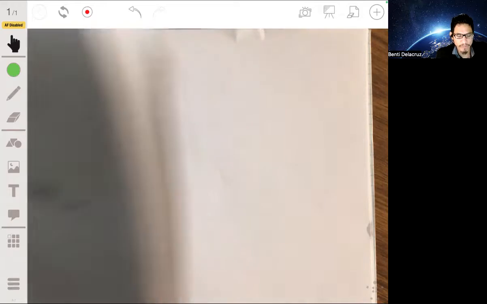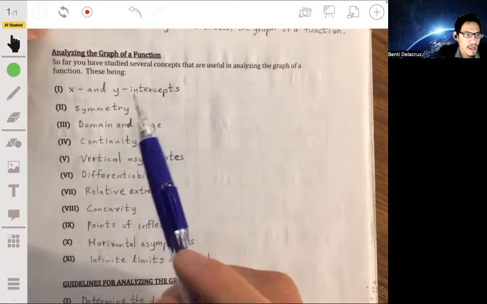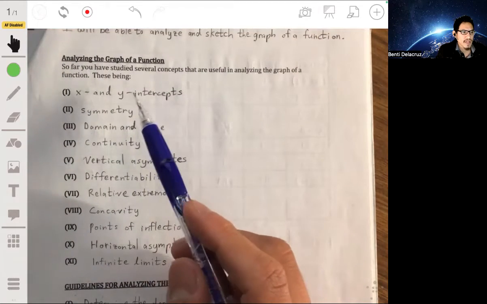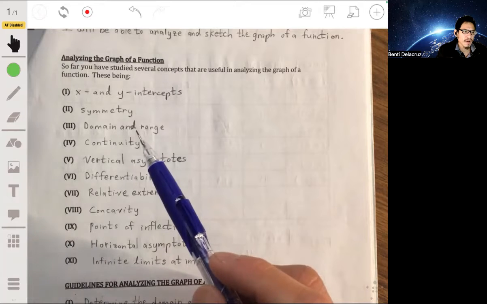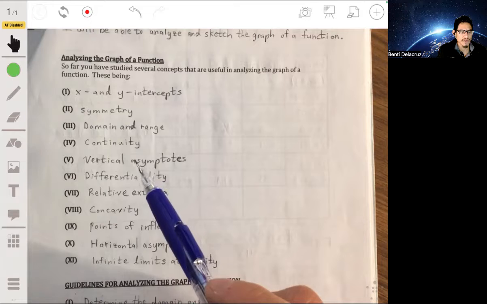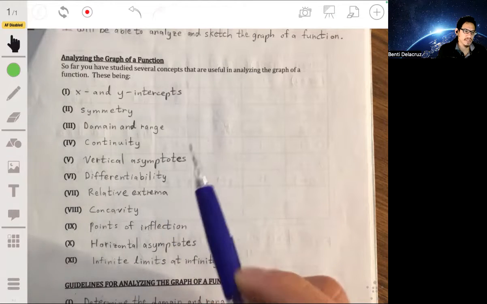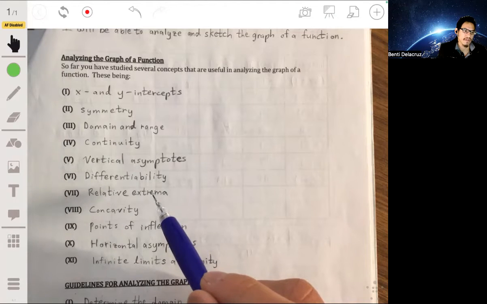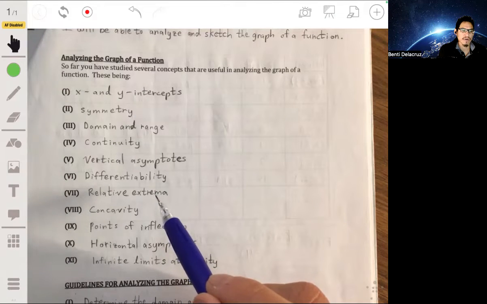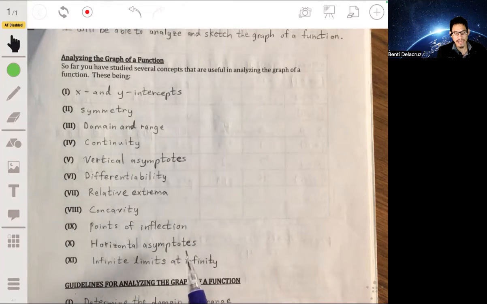Now, some general factors to keep in mind when you're sketching a graph of a function. We want to know where the x and y intercepts are. We want to see if there's any symmetry, identify the domain and range, understand its continuity or where it's discontinuous, and look for any vertical asymptotes. Of course in calculus we're going to look at differentiability, where it's differentiable, and for that we're going to find where there could be maxima or minima, relative extrema, and the concavity, so second derivative and points of inflection, and then horizontal asymptotes, so we want to see the end behavior.